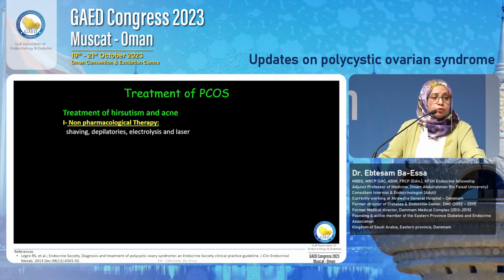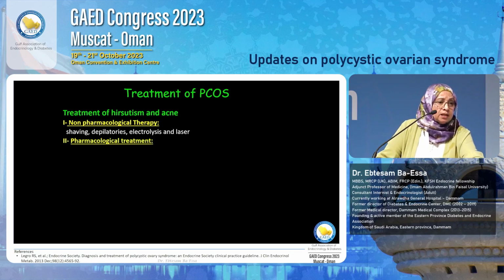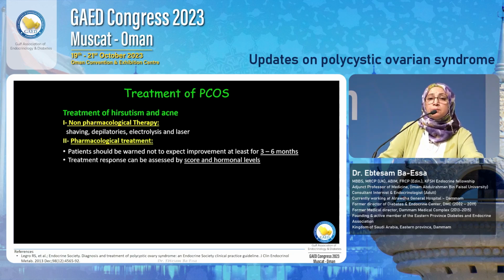So, treatment of hirsutism: we start with non-pharmacological agents, the usual ways of laser, electrolysis, or shaving, and then pharmacological therapy. But we have to remind the patient not to expect good results until 3 to 6 months, and the response should be evaluated by the hirsutism score.